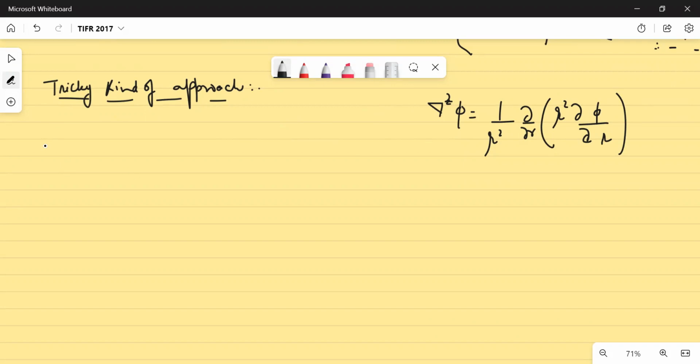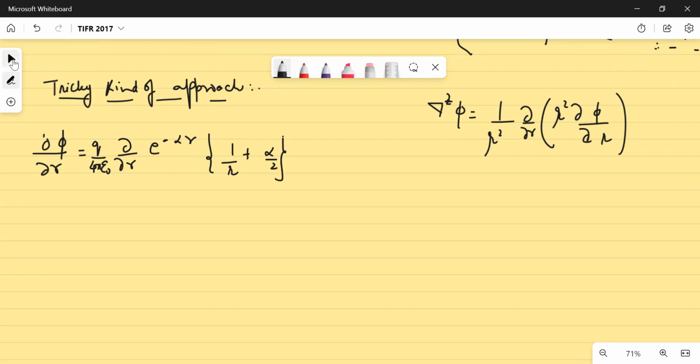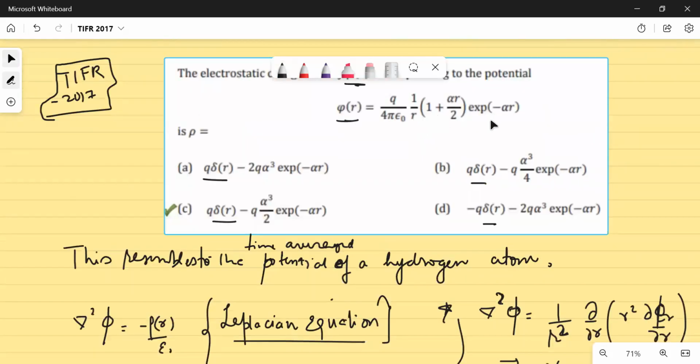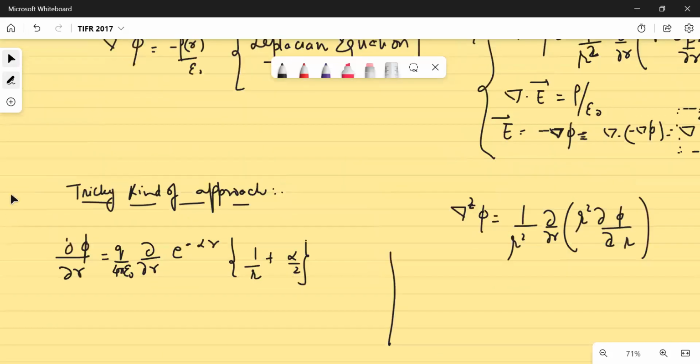If this is the case, what I can do is use this particular formula. First let me find what my del phi upon del r will be. It will be equal to del by del r of q upon 4 pi epsilon naught, and then you have e to the power minus alpha r times (1 upon r plus alpha by 2). So this is how it is. I have just multiplied my 1 over r inside, and I can write it in this fashion. Is that clear?